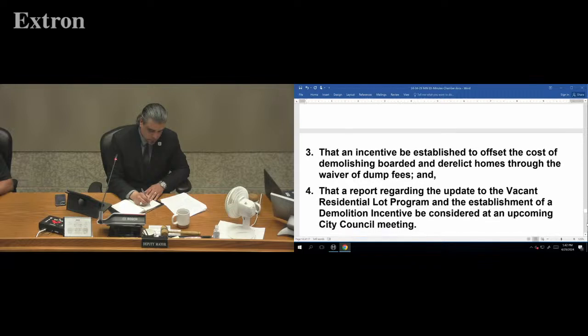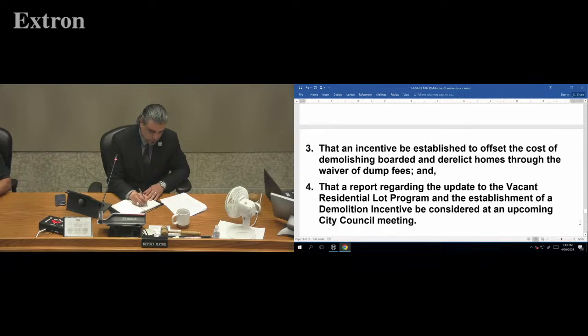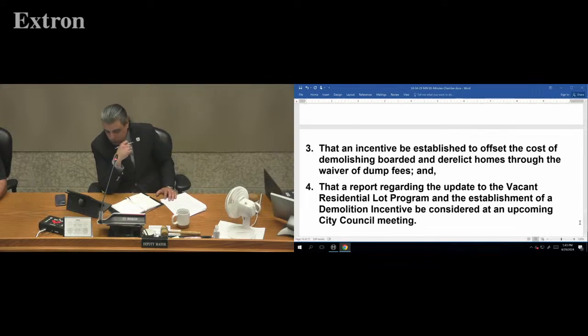Demolition costs are upwards of $10,000 to $15,000. So if we use a program such as a vacant residential lot reserve to incentivize development of those properties as well as to offset the cost of demolition, I think, again, we are reaching the broader prospect of the development of these properties, getting taxation revenue, et cetera, et cetera. So that is what the recommendation is reflecting today.